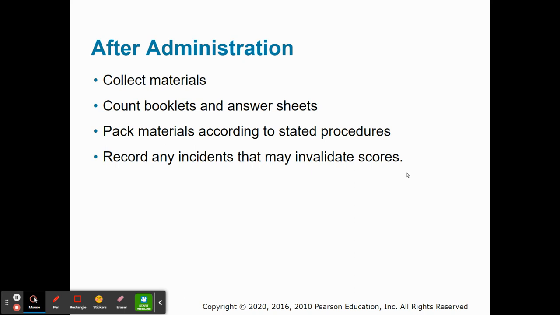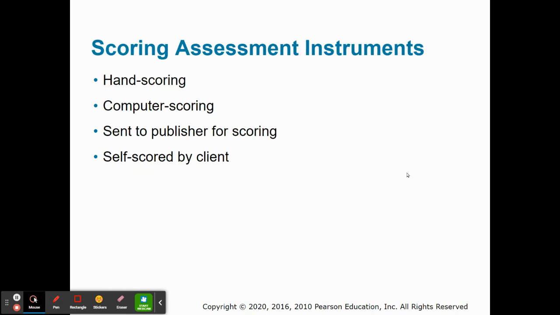After, you're going to take all the materials back. Make sure you count the booklets if this is a group situation. If you have 30 people taking the test, you should have 30 booklets and you should have 30 answer sheets. You're going to pack your materials according to whatever the manual says to do. If there was a fire alarm that went off, or if somebody got sick and vomited, because that happens, anything that was unusual that happened during the test, you're going to record that.